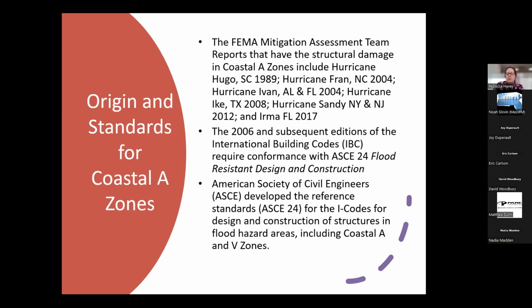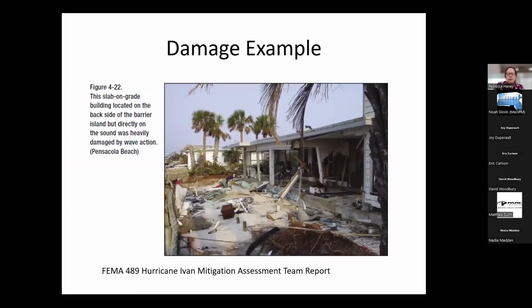So in Massachusetts, the history, and one quick damage example, since we don't want lots of words on slides, so we got to have pictures here. This is an example from the Hurricane Ivan Mitigation Assessment Team report, where a house that was built slab on grade got wave action on the back side of the barrier island. And that wave action was enough to cause structural damage to this building.